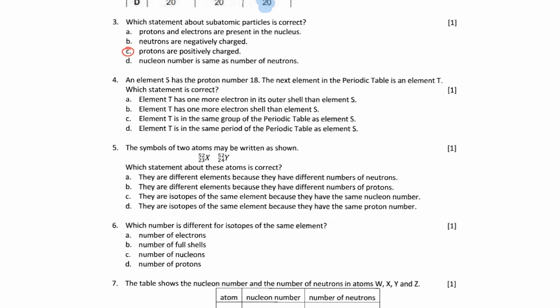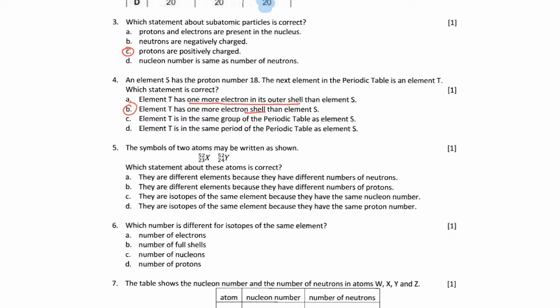So let's see. Element T has 1 more electron in the outer shell than element S. 1 more electron in the outer shell means you're talking about it being in the next group. It is in the next group, but it's not in group 9 because there's no group 9. It's in group 1. So it has just 1. So it has 1 more electron shell. This means that it's in the next period, and that is true. Element E is in the same group. That is wrong. Element E is in the same period. Again, that is wrong.